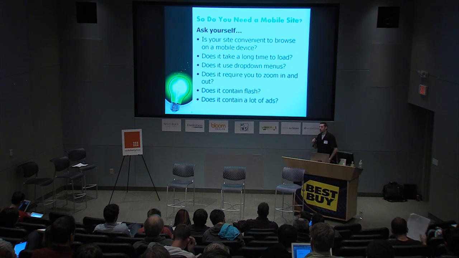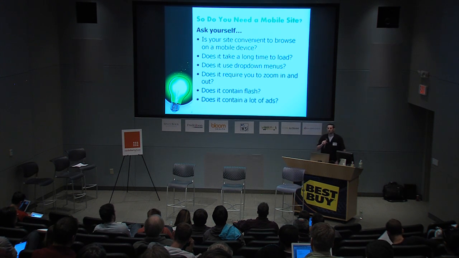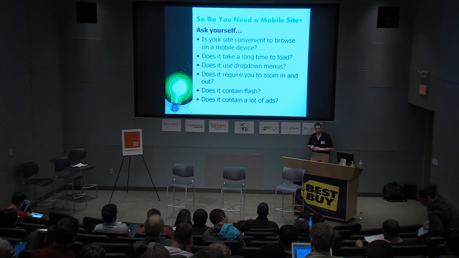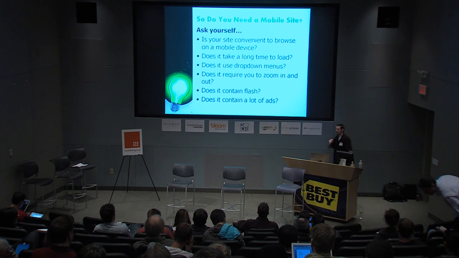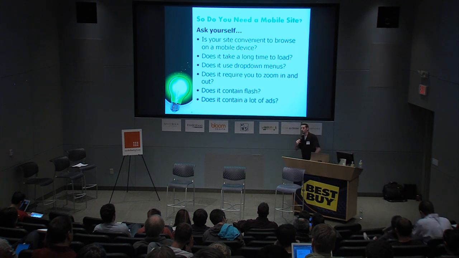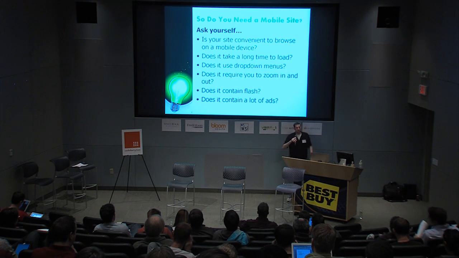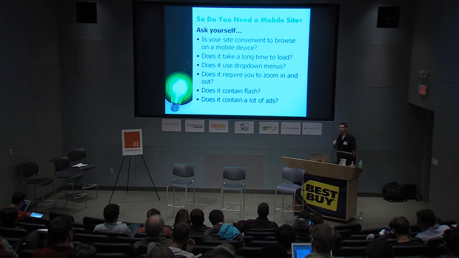Does it use drop-down menus? A lot of devices use simplistic methods of navigation, and if you have drop-down menus, it's extremely difficult for them to navigate your website, especially if you have a drop-down menu that has a side menu, which has a drop-down menu. Does it require you to zoom in and out? Not only do they have to find the content they're looking for, but now they have to zoom in, move it over, move it up, scroll it down. Does it contain Flash? Does it contain a lot of ads?